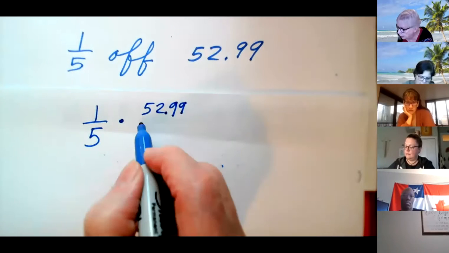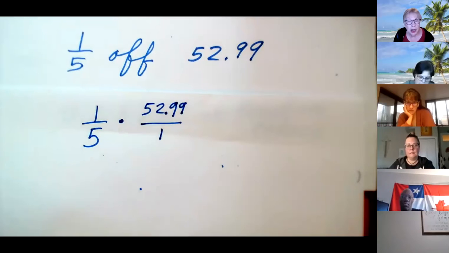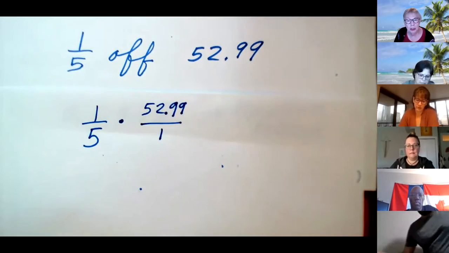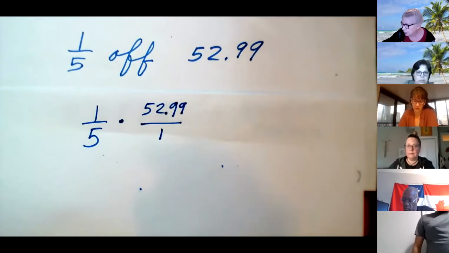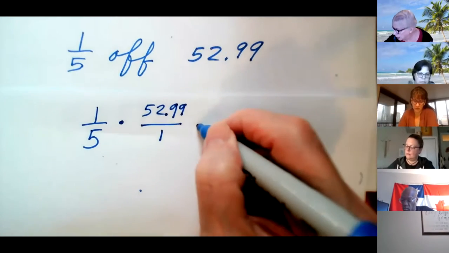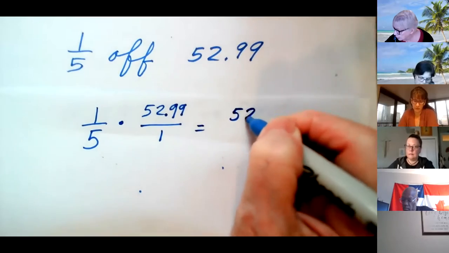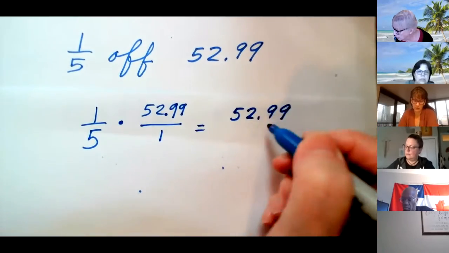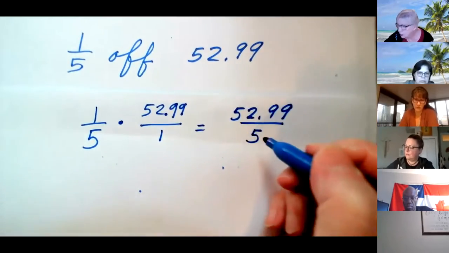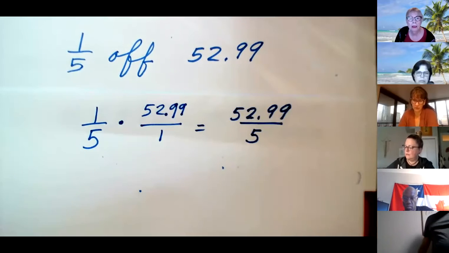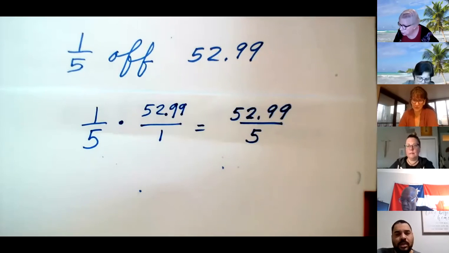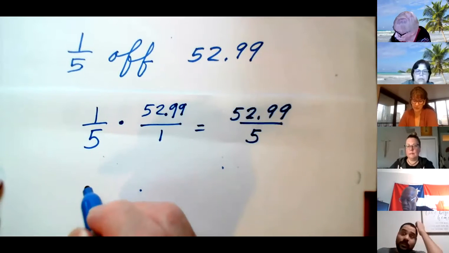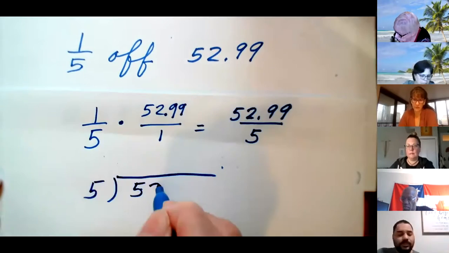And you could actually do it this way. You could just say 1/5 of that number. And so "of" between two numbers means multiply. So what it amounts to is 52.99 divided by 5. This is one way to do it. This is not the only way. And so at this point in time, you would divide it.